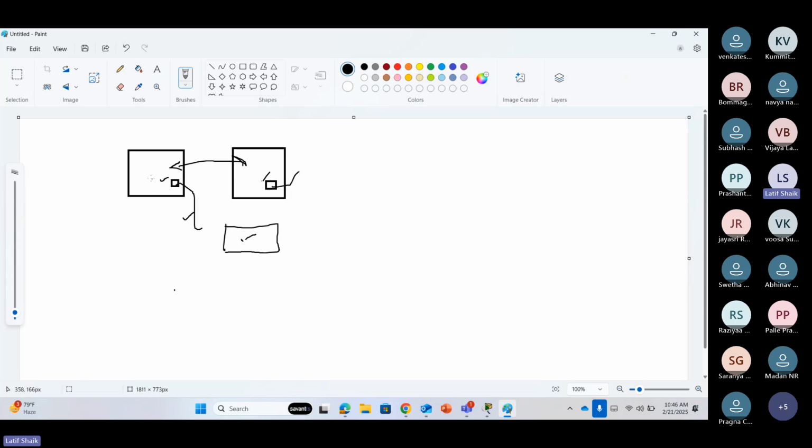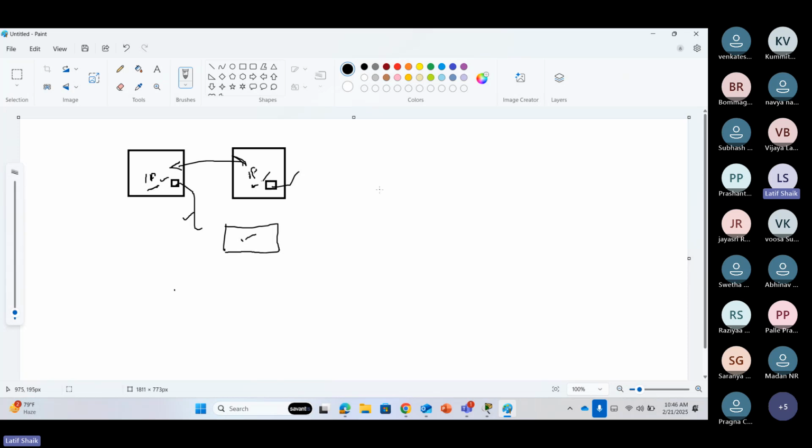What is remaining, the important one, is they need an IP address. They need an IP address. Without an IP address you can't communicate. So you must have an IP address and the destination must have an IP address. Then only we are able to communicate.